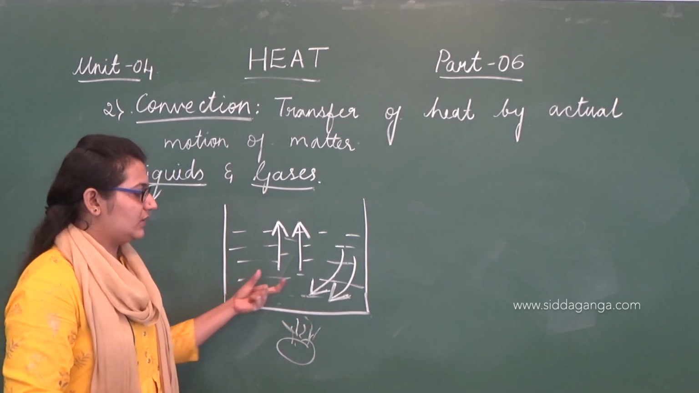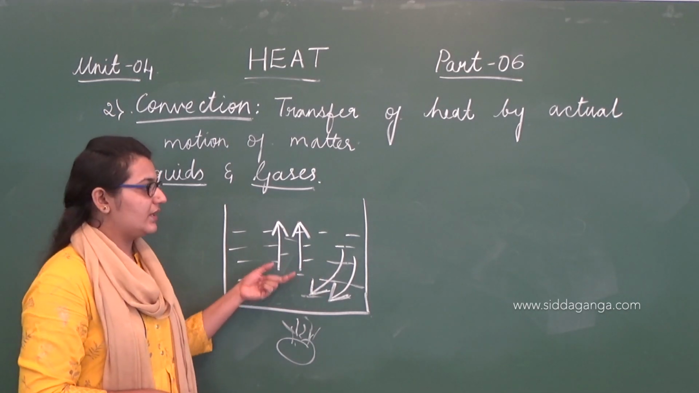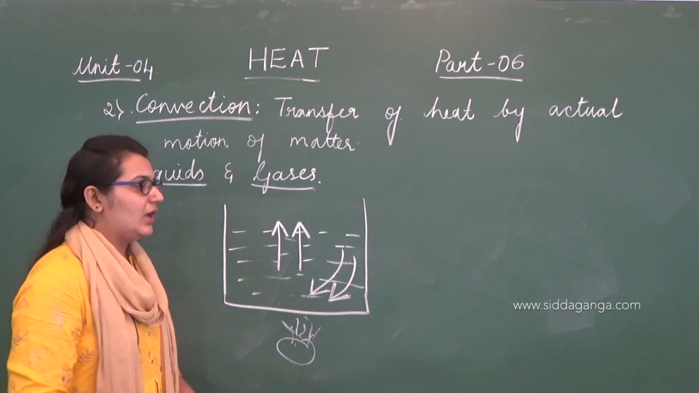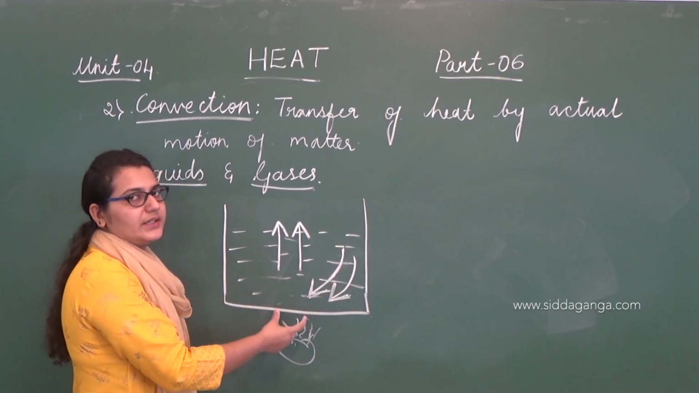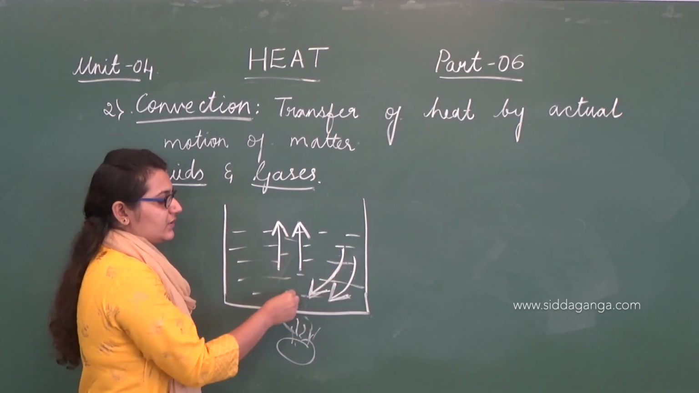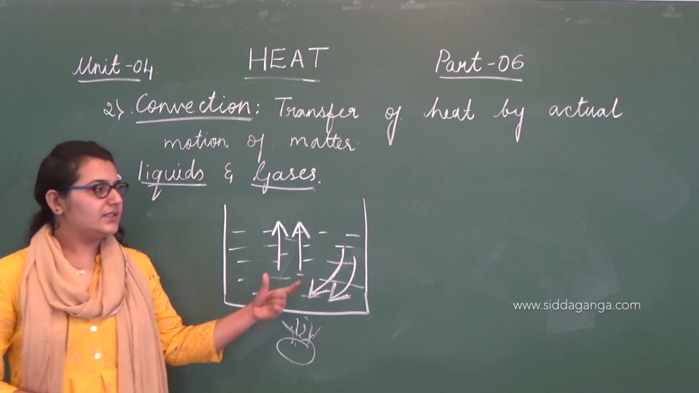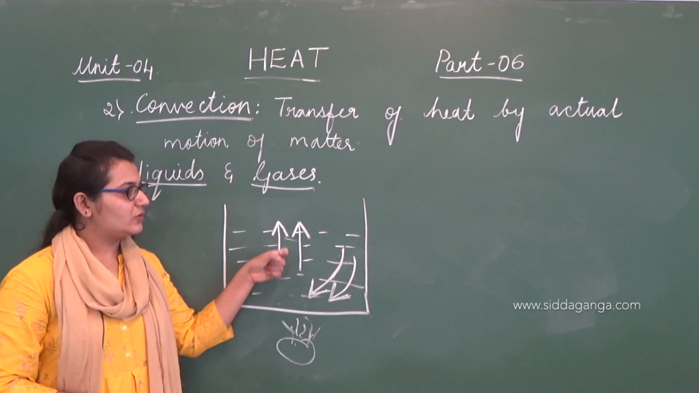Got my point? These are the molecules which get heated up first, so they rise above. And again the colder ones come here. These molecules get heated up, again they rise above. Again whichever cooler molecules are present, they just move. We can clearly see there is movement of particles, right? There is transfer of heat from this place to this.